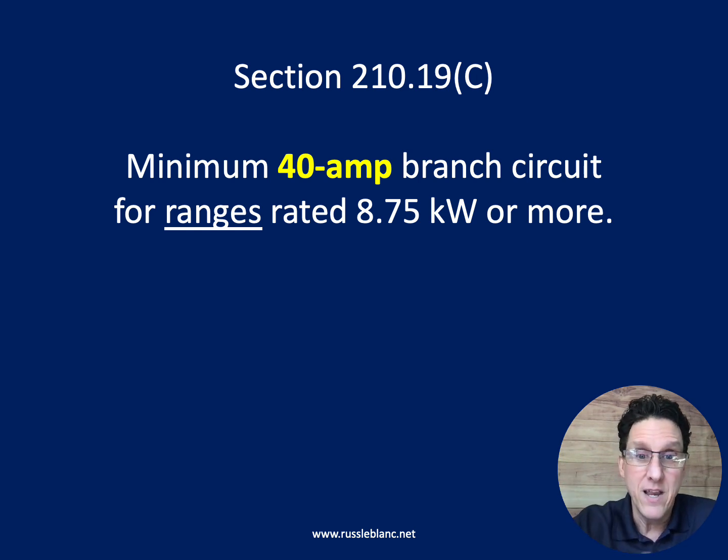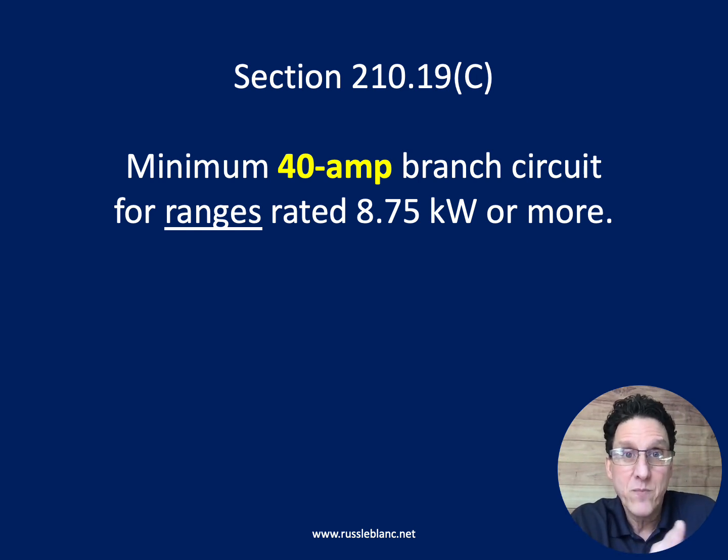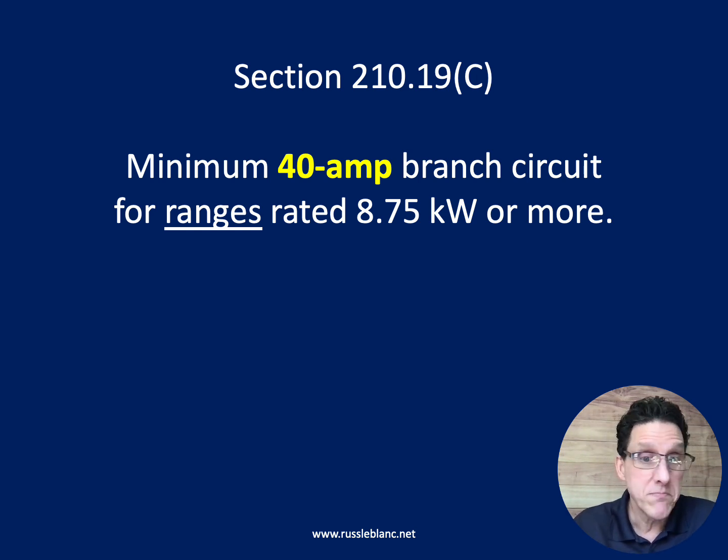Remember, if your nameplate is 12 kW, if you plug it into column C, it's 8 kW. Well, that's great, but 8 kW, if you divide that by 240, you might be thinking, well, that's 33.3 amps. Maybe I can run a 35 amp circuit. Nope, because 210.19(C) establishes a minimum of 40.